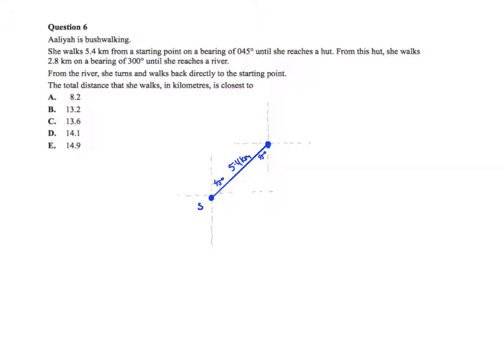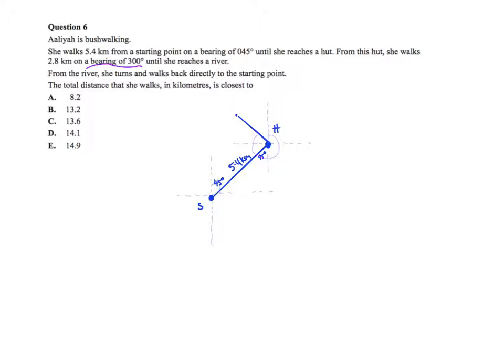So she walks on a bearing until she reaches a hut. So I also might write that that's H for the hut. She walks 2.8 on a bearing of 300. So I'm thinking where 300 is, and I know I'm going from this north line. I go all the way, that would be 270. So it's somewhere out there, yeah? So I'm going to go somewhere out there. 2.8, I'm thinking it should be a smaller line than my 5.4. So I'm just going to do a littler line, yeah?